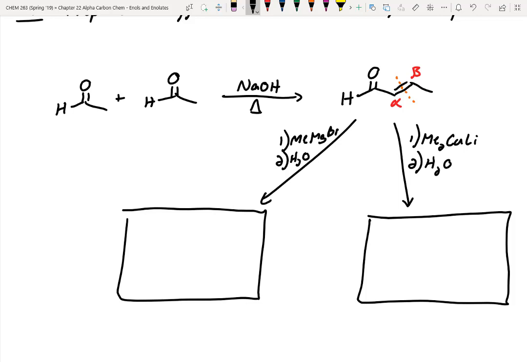So if we think about this one, the methyl group is going to add in. We'll still have this hydrogen. We'll have this alcohol sticking out here. And then the double bond will be right like that. Does that make sense? All right, let's do the other one. We know that the Gilman reagent, that organocuprate, is a lot less reactive than a Grignard reagent. It's going to prefer that beta carbon. So we'll get our methyl group added right there.